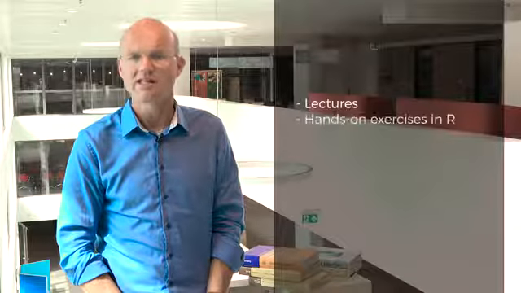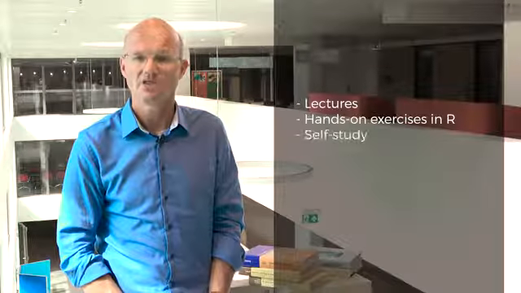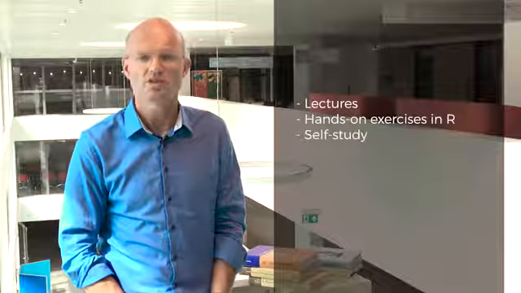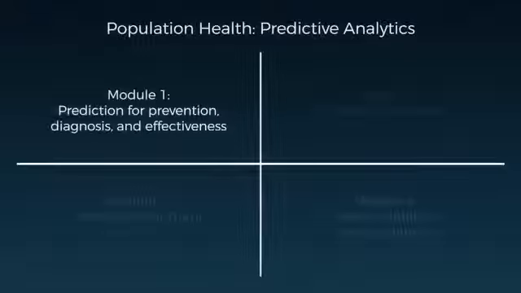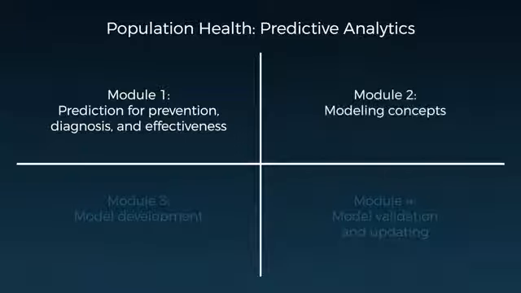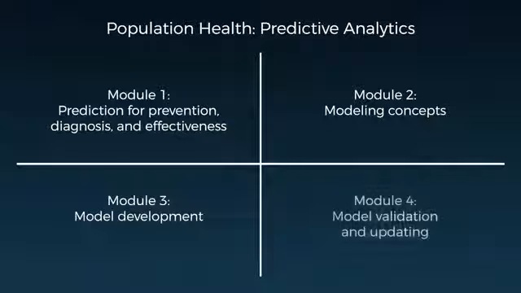This course consists of 4 modules, through lectures, hands-on exercises in R, and self-study, such as readings. You will gain knowledge and experience in basic and more advanced topics relevant to predictive analytics. In the first module, David van Klaveren introduces the role of predictive analytics for prevention, diagnosis, and effectiveness. In the second module, you will learn about the key concepts in prediction modeling, such as the importance of sample size to prevent overfitting and methods to study the validity of a model. The third module will be devoted to model development, while the last module discusses model validation and updating.